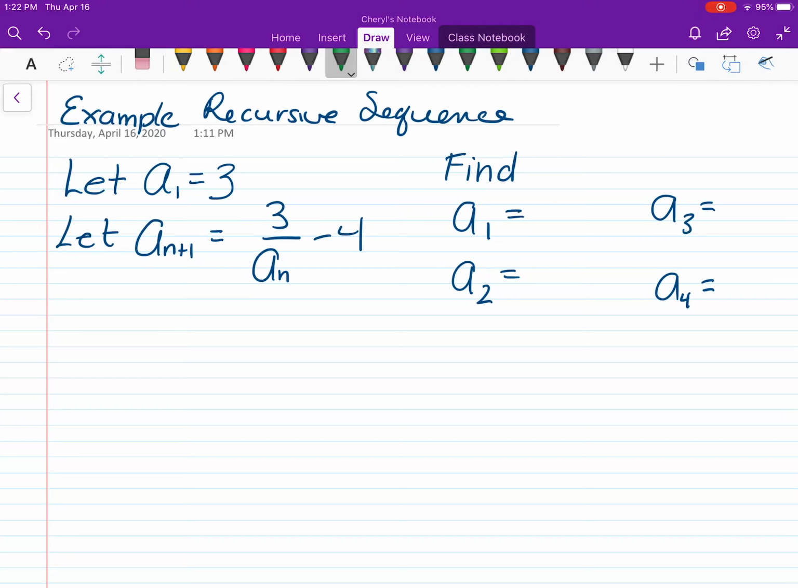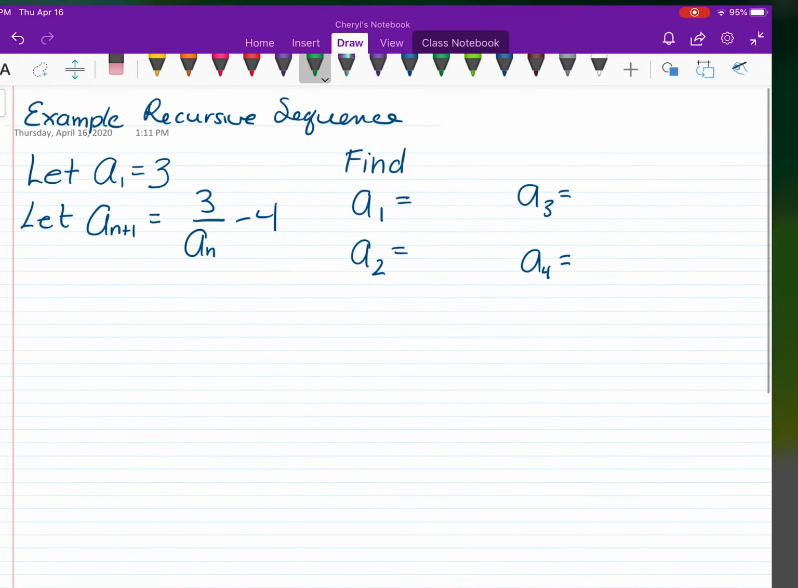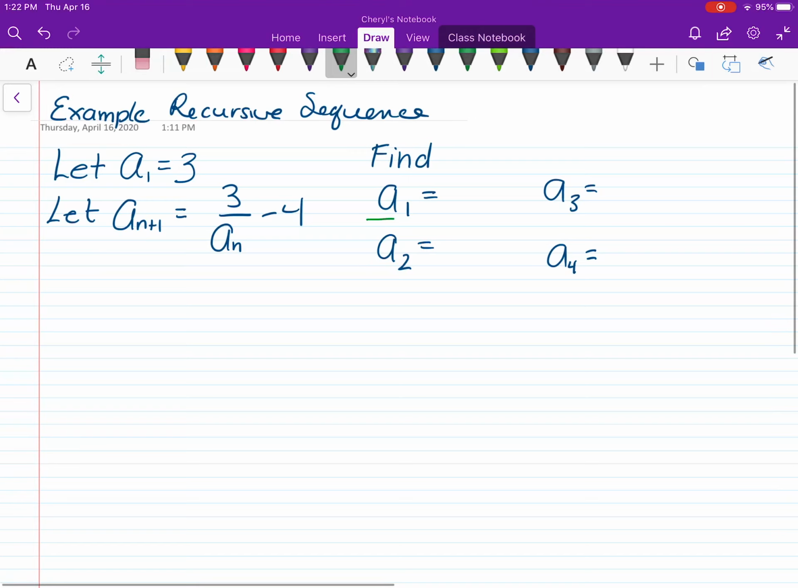In this video, we're going to work through an example of a recursive sequence. And in the question, we need to find the first, the second, the third, and the fourth term. So this is the first term. We call it A1. This is the second term. We call it A2. The third term is called A3. And the fourth term is called A4.